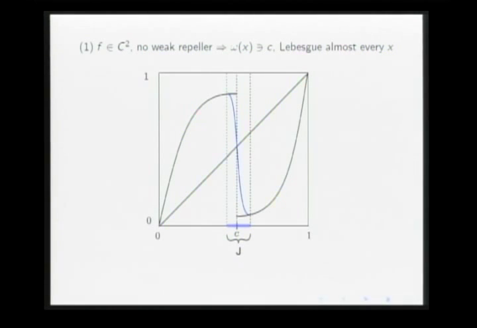So what's really the strategy to prove all this? First we consider C2 maps without weak repellers. In such a way you can use Mañé's theorem. And we have that for any given neighborhood here, you can modify your function and everything can eventually visit this neighborhood. So it's true that the omega limit of almost every x in the interval contains C.